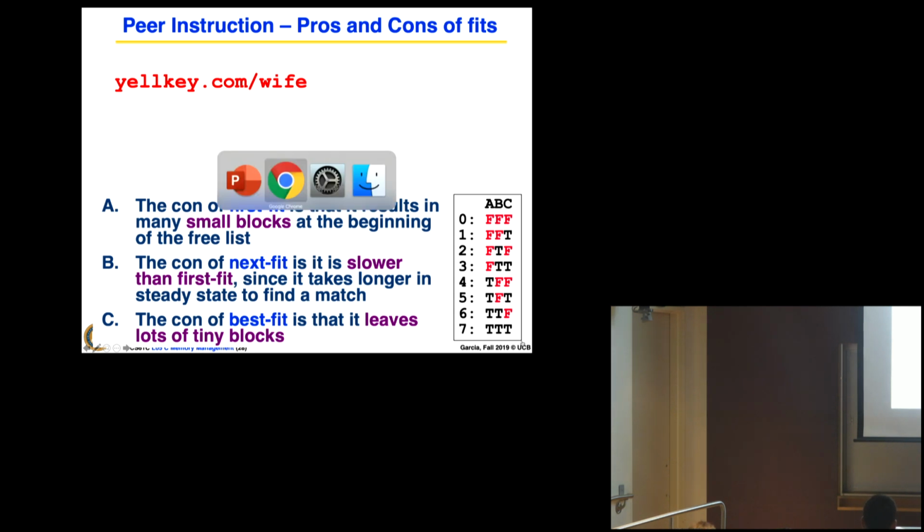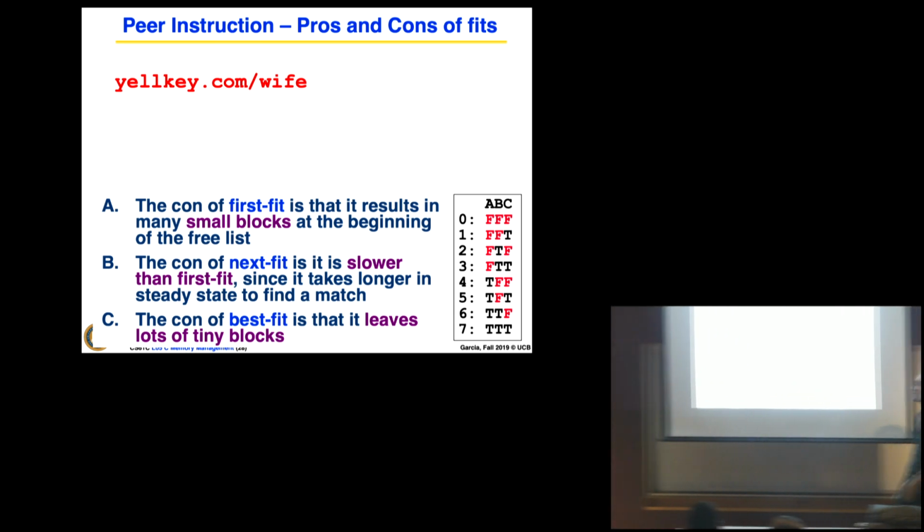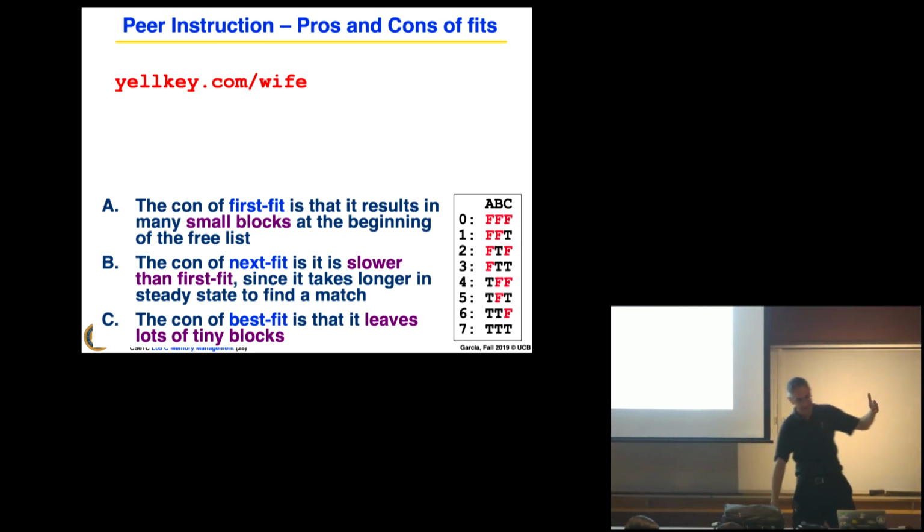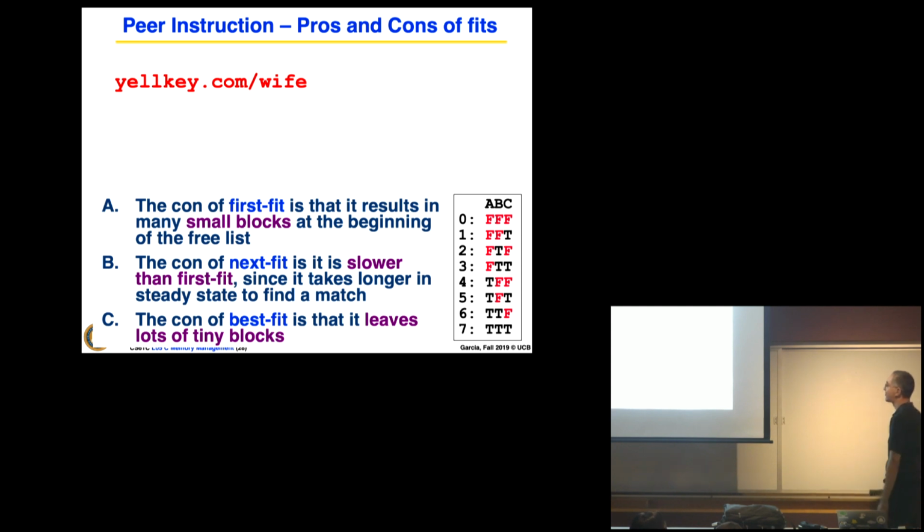Here we go. The con of first fit is it results in many small blocks at the beginning of the free list. The con of next fit is that it's slower than first fit since it takes much longer in steady state to find a match. The con of best fit is that it leaves a lot of tiny blocks. Okay, here we go.